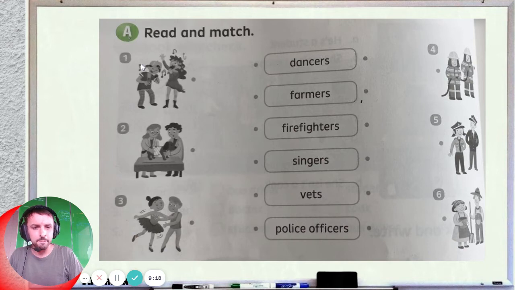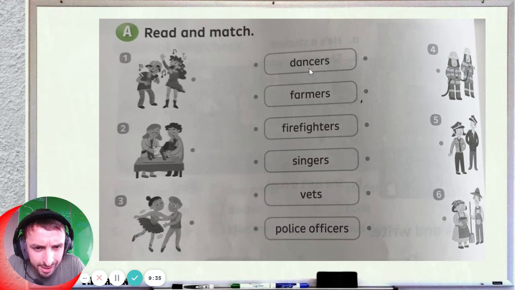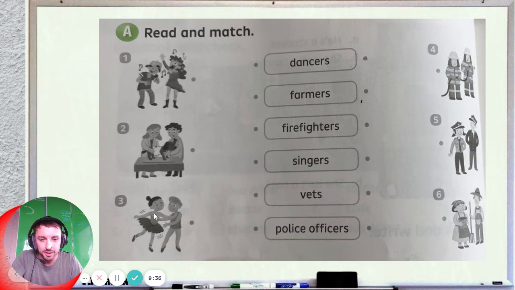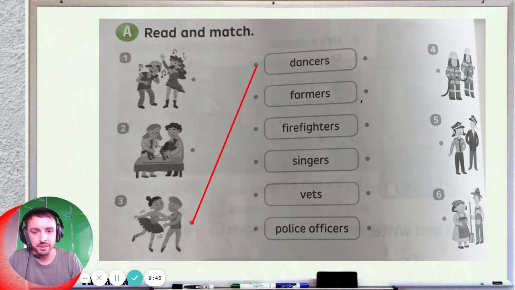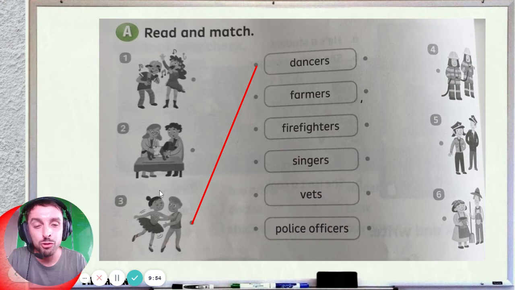Let's look at activity A. What you need to do is get your pencil and draw a line from the word to the picture. Let's look at the first one. We have dancers. What picture is dancers? Then draw a line from the word to the picture, just like this. So for dancers, you draw a line to the picture of the dancers. Remember to use a ruler so you get a nice straight line.